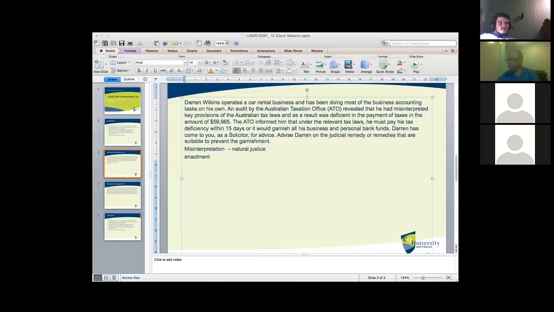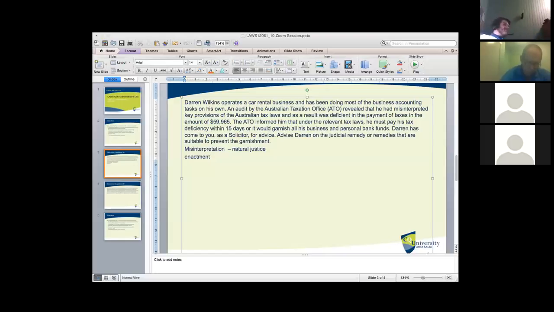Why is it often necessary to ground your application for judicial review not on the ADJR Act? Would that be because sometimes you don't meet all of the requirements of the ADJR Act? Very good, very good. In particular, go on. The decision type? Go on, very good. You're headed there, Josh. Go on.